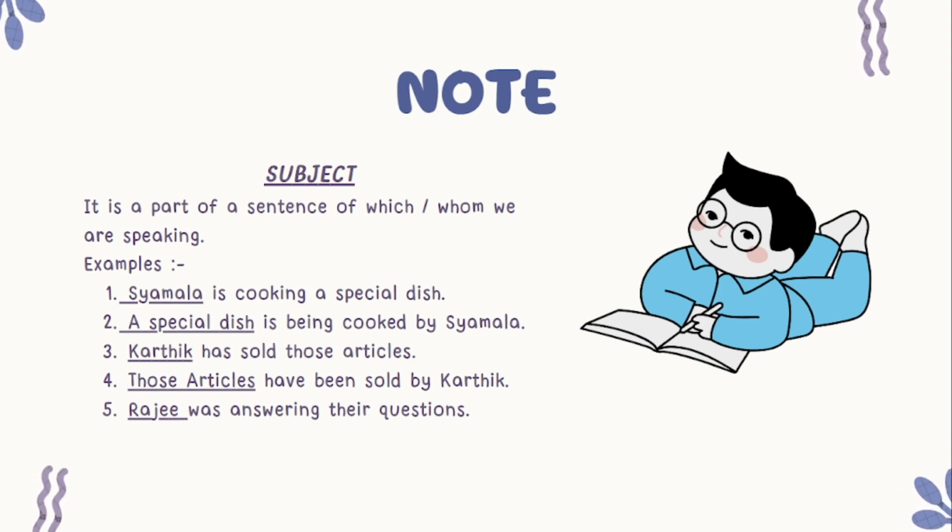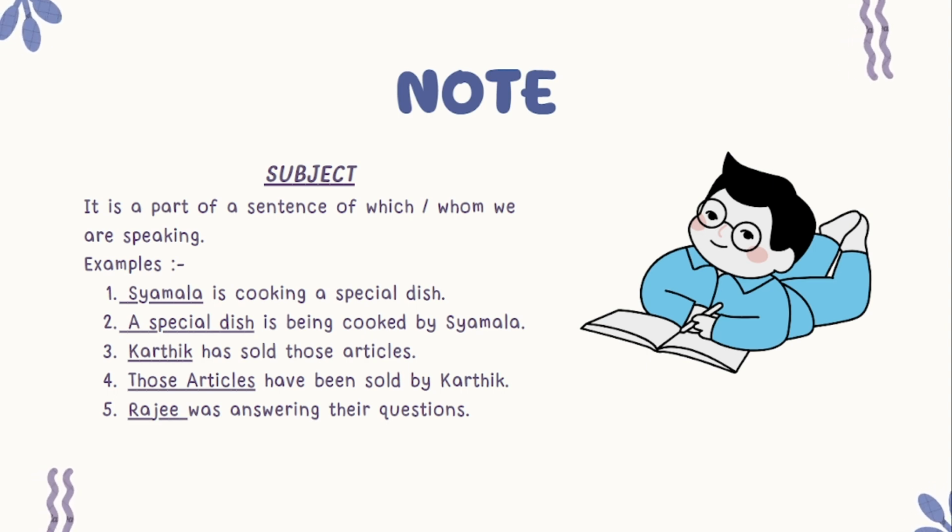Then immediately you may get a doubt. Why don't we think Kartik is a subject? In this sentence, Kartik is not subject. Here, 3 points should be fulfilled to consider it as a subject. First point, it should be a part of a sentence. Second point, we should talk of that person or that thing or that animal. Third point, it should be written at the beginning of the sentence.